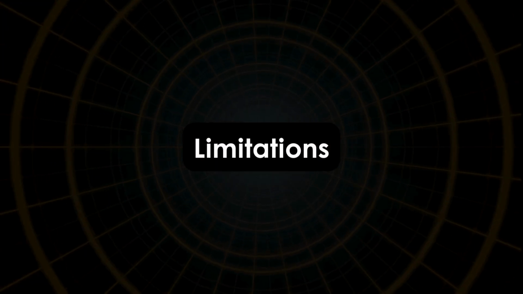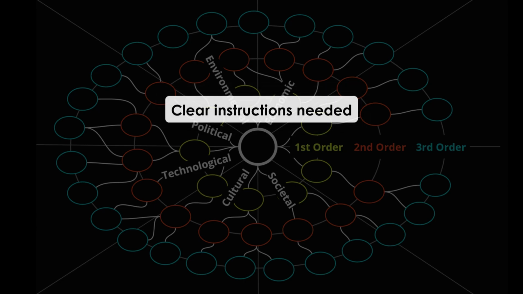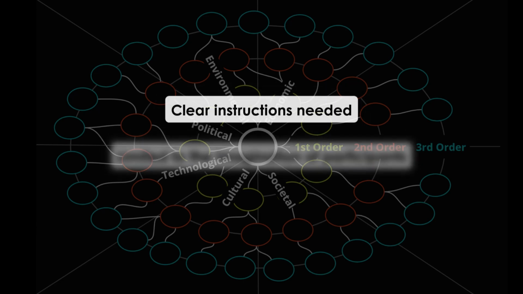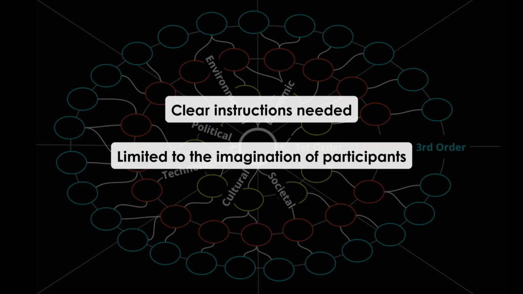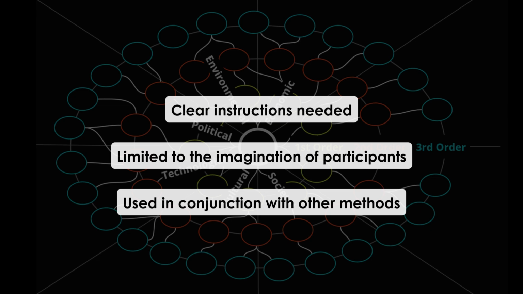Some of the limitations of the method are: firstly, clear instructions are needed to define the parameters of the method. Secondly, what is put into the wheel is limited by what the people at the table are able to imagine. And thirdly, the method is insufficient on its own. It needs to be used in conjunction with other methods.